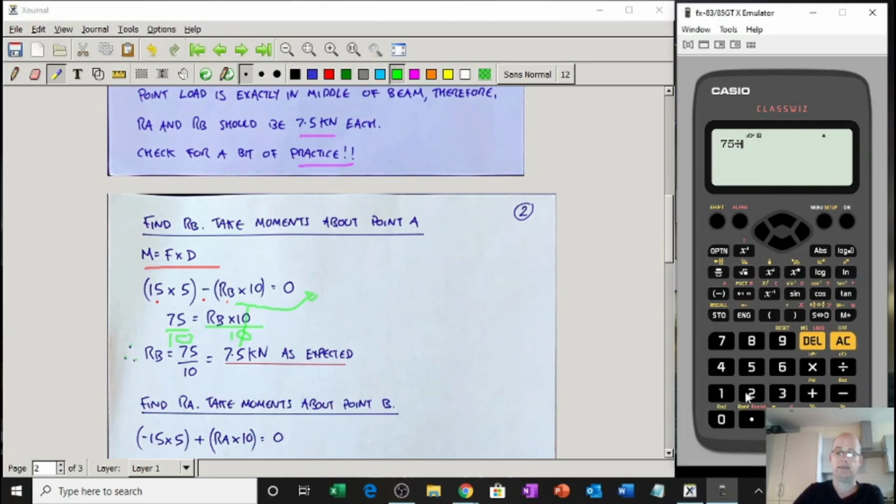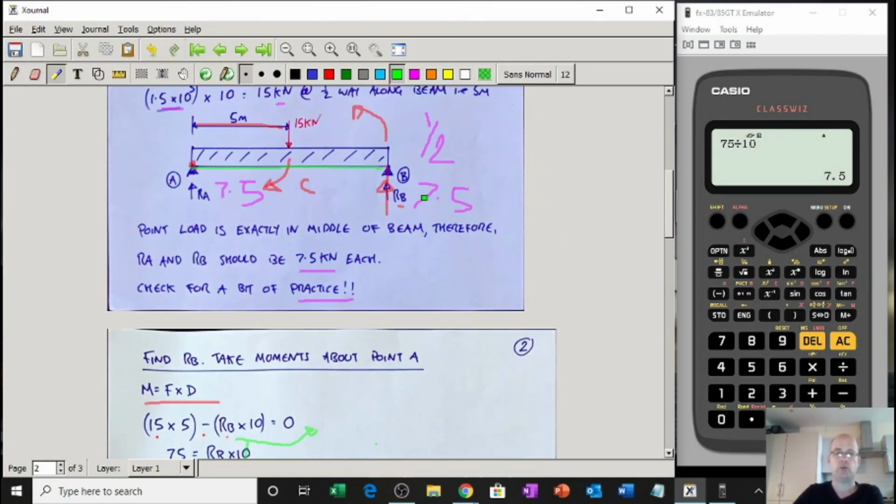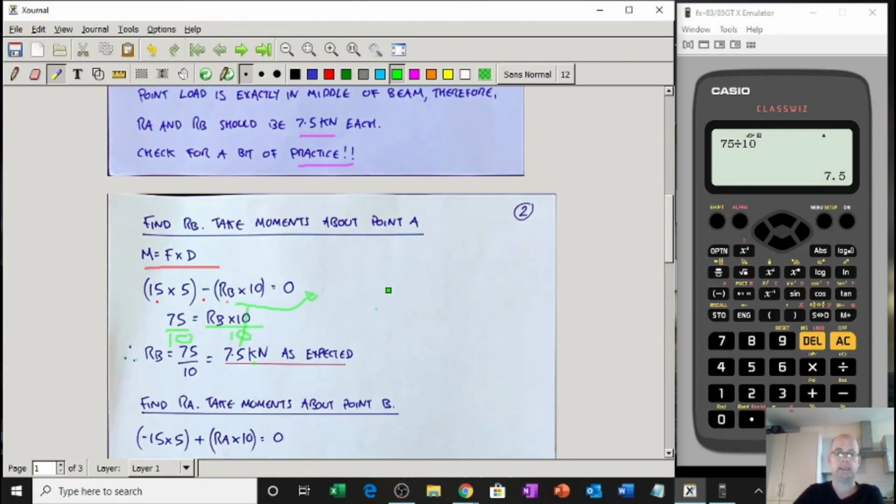75 divided by 10, you should need a calculator. 7.5, don't forget it's kilonewtons, so you've got to put the k on the end. Don't forget, I've just used 15 rather than 15,000, but you need to make sure you put the k at the back end. So RB is 7.5, which we sort of guessed. So that's nice and easy.